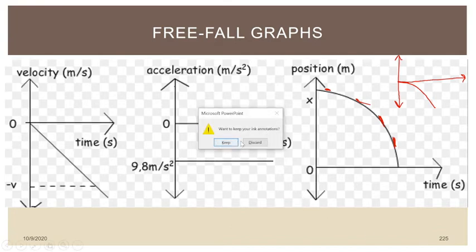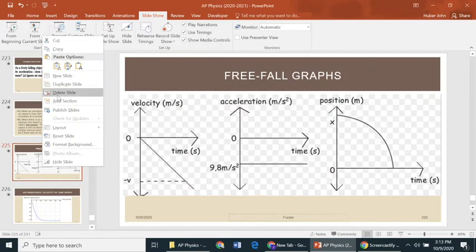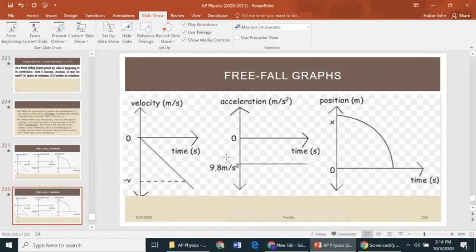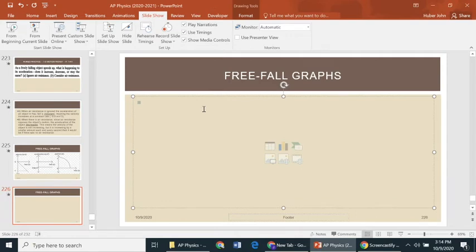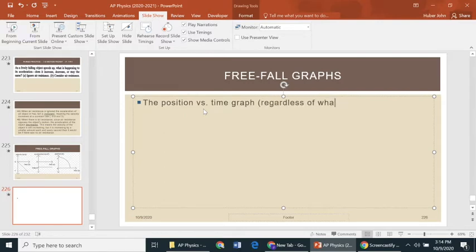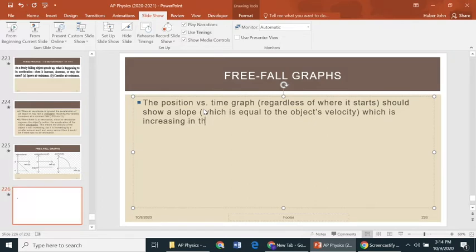Let's actually take a second to write a couple of things about these graphs. We'll say here first, the position versus time graph, regardless of where it starts, should show a slope which is equal to the object's velocity, which is increasing in the negative direction. The slope of the position versus time graph has to increase in the negative direction because the slope is the velocity.